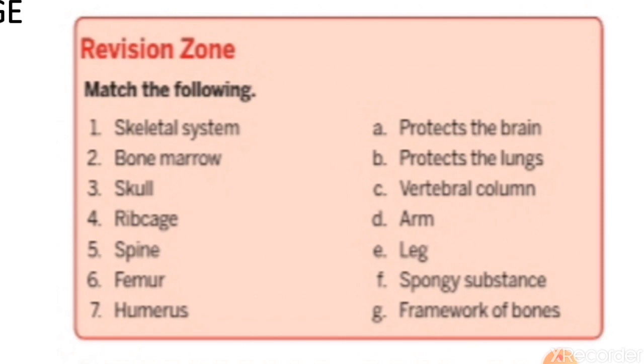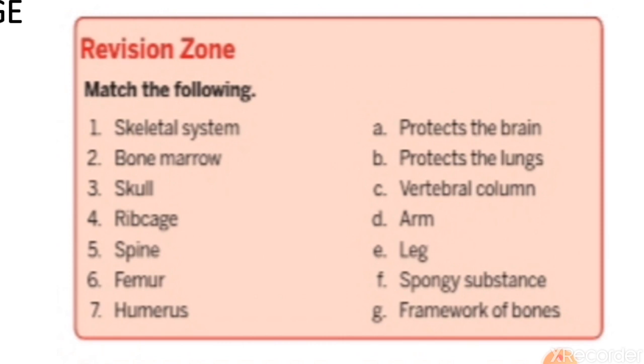Third is skull. Skull, what is the function of skull? Skull protects the brain. Okay, so you have to match number 3, skull, with A, protects the brain. Then number 4, rib cage. Rib cage protects the lungs. So you have to match rib cage with this side B, protects the lungs. It also protects one more organ, that is heart. So rib cage protects the lungs.